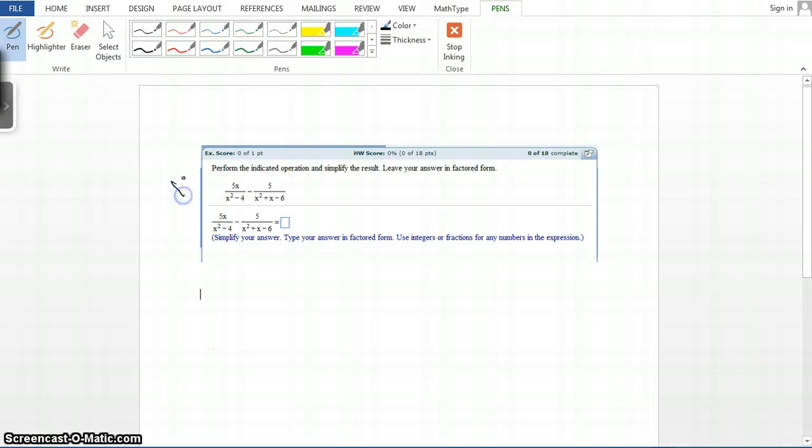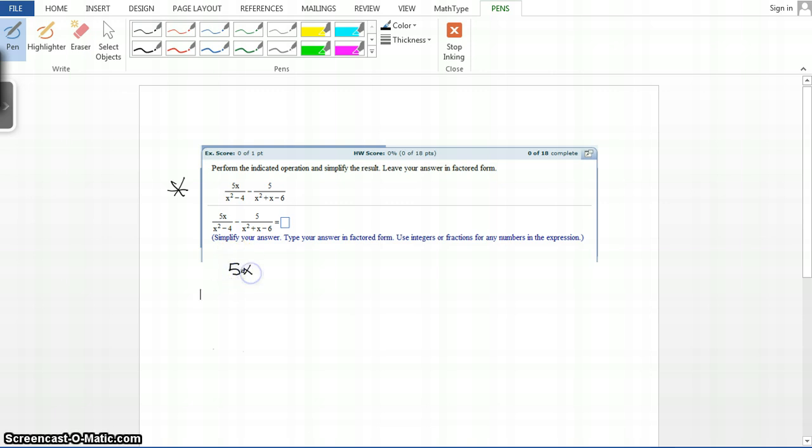Here's a similar problem to the one in section R7, number 13. This is the one that came up when I clicked on it, so it should be similar to the one that you're working on. We have to subtract these two rational expressions. So to start off with, you need to have a common denominator.